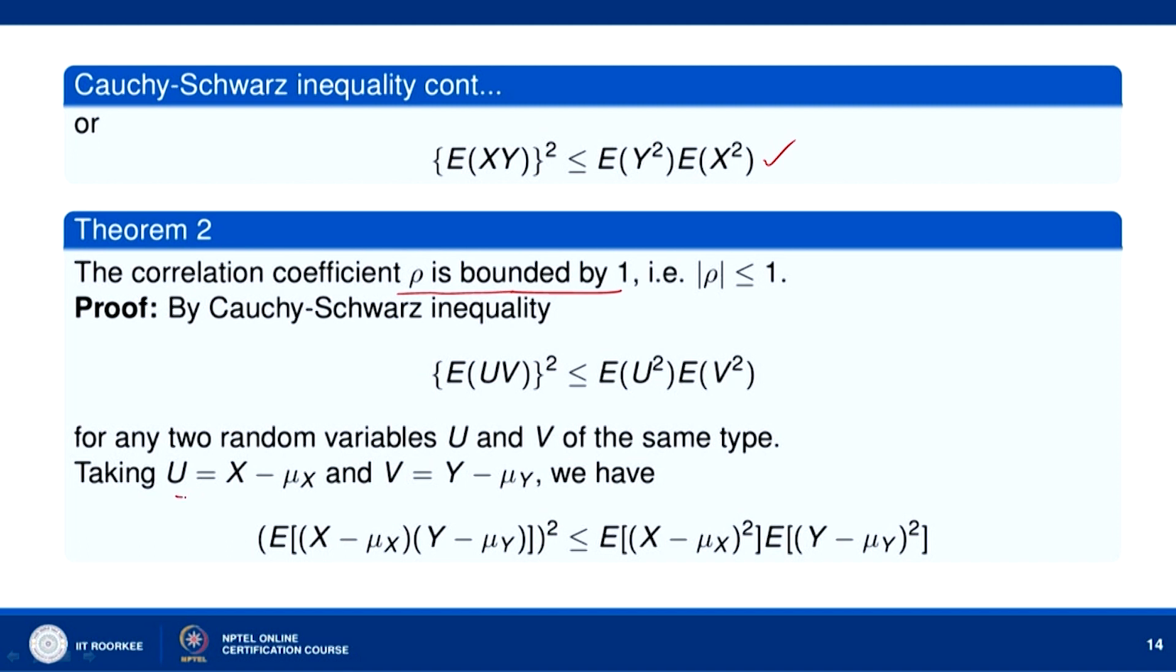Now, let us define U to be equal to X minus mu X and V equal to Y minus mu Y. Then from this equation, we have (expectation of (X minus mu X) into (Y minus mu Y)) whole square less than or equal to expectation of (X minus mu X) whole square into expectation of (Y minus mu Y) whole square. Now, this is nothing but covariance of XY, so covariance of XY whole square, this is sigma X square, this is sigma Y square, which are variances of X and Y.